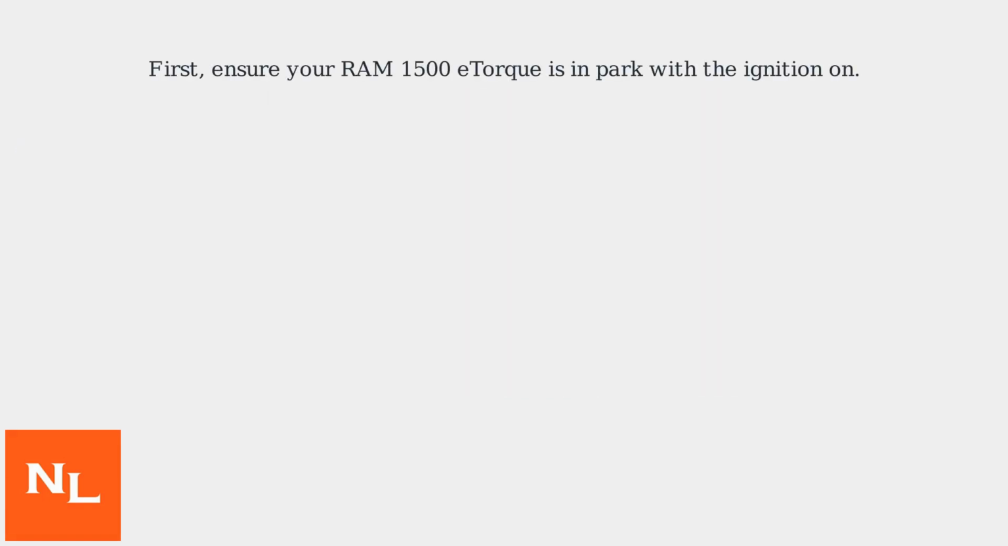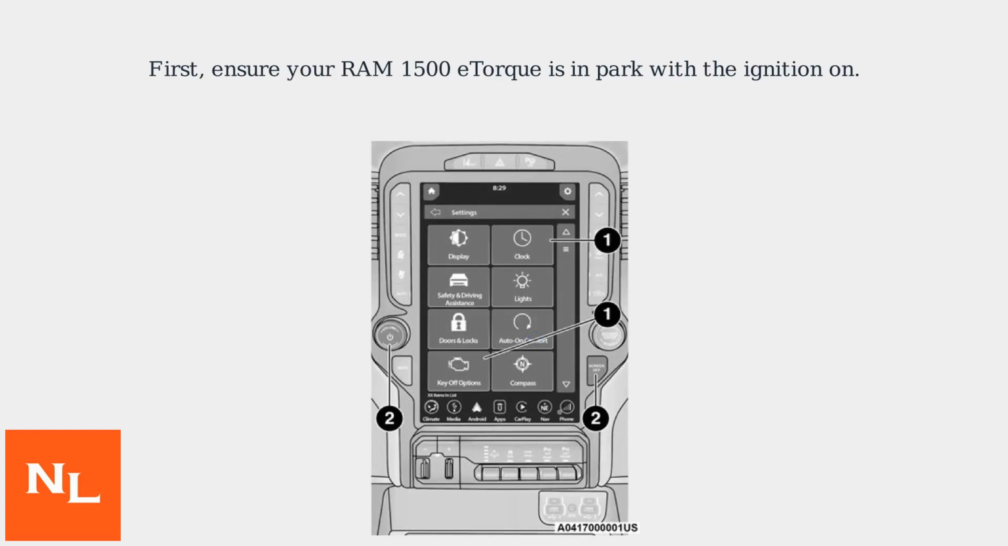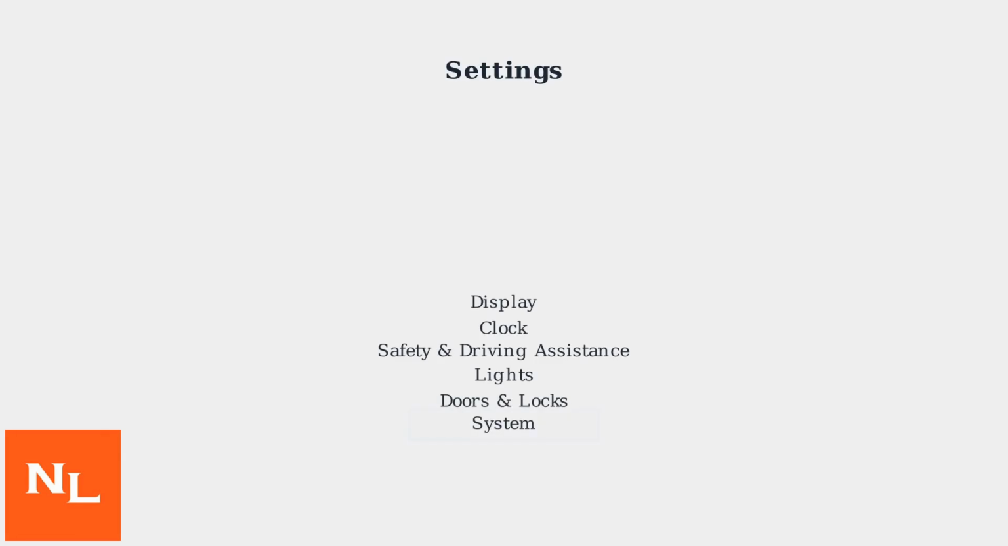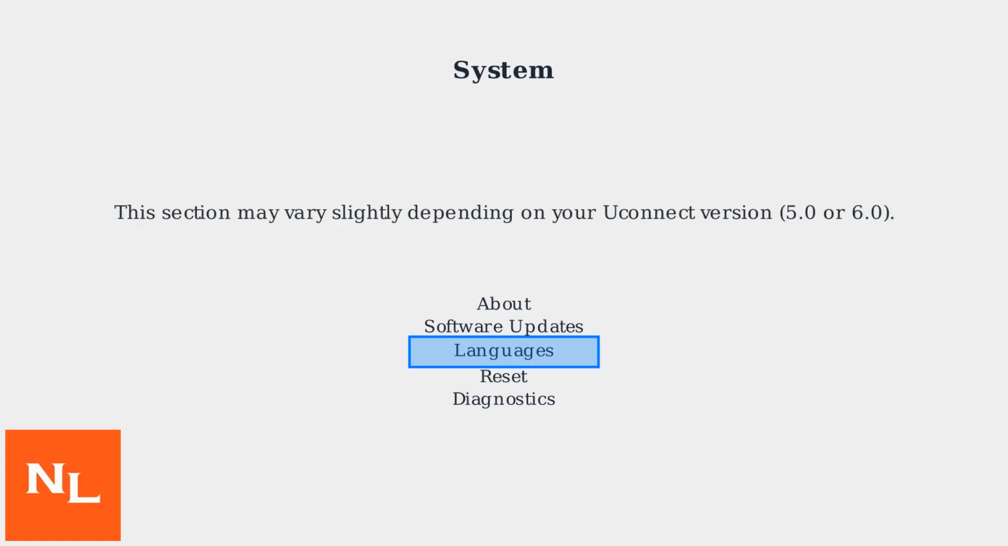First, ensure your Ram 1500 ETorque is in park with the ignition on. On the Uconnect touchscreen, locate and tap either the Apps or Settings icon. Next, select System or Vehicle Settings. From there, navigate to Languages or Language and Region to access the list of available languages. This section may vary slightly depending on your Uconnect version, 5.0 or 6.0.